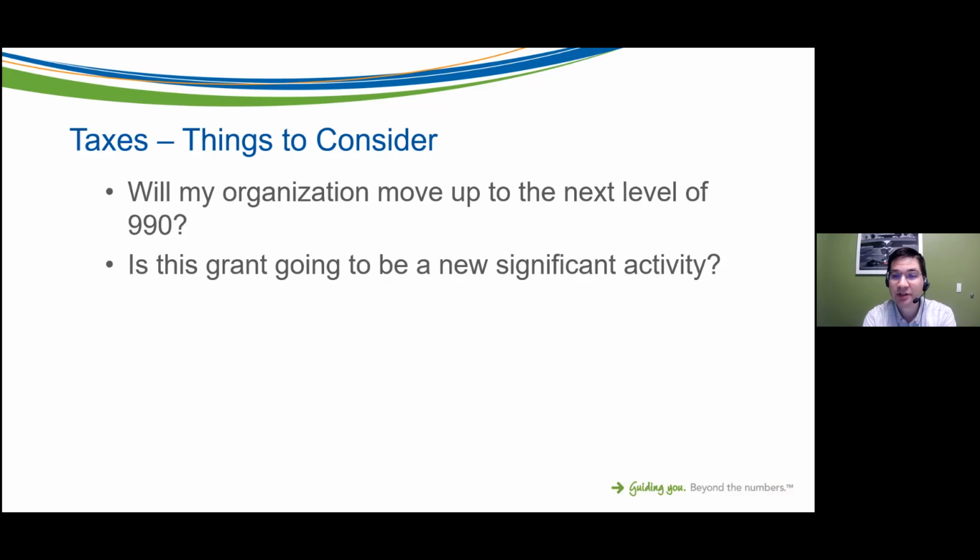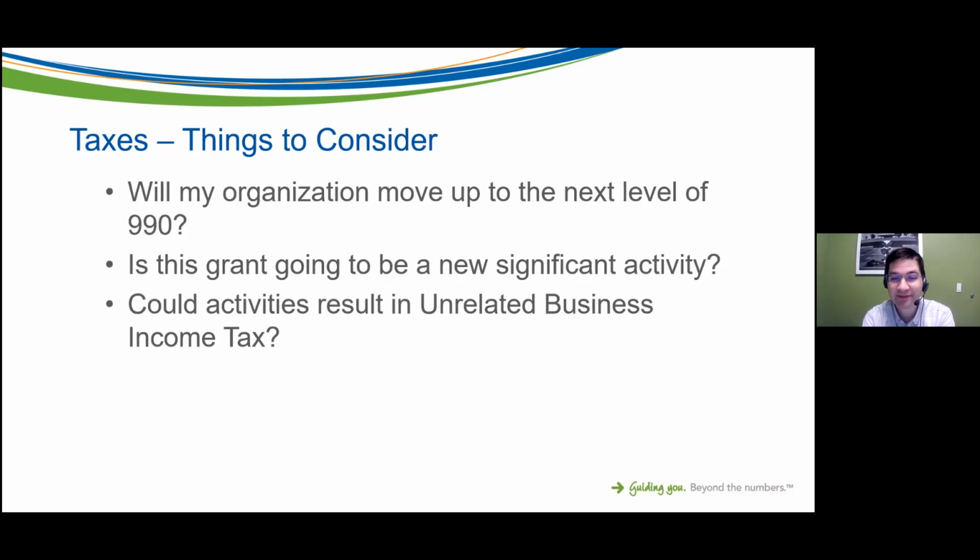Is this grant going to be a new significant activity? Is this a whole new program? Is this something that we need to hire additional labor for performing the activities? Could the activities result in unrelated business income tax? If you're performing something that is normally performed by the for-profit community, that can lead to the UBIT, the unrelated business income tax.